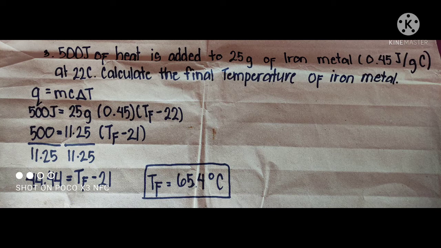So first, let's multiply 25 by 0.45, and so that's 11.25. And next, let's divide both sides by 11.25. So what we have now is 44.44 is equal to the final temperature minus 22. So we need to add 22 to both sides. So therefore, the final temperature is 66.4 degrees Celsius.